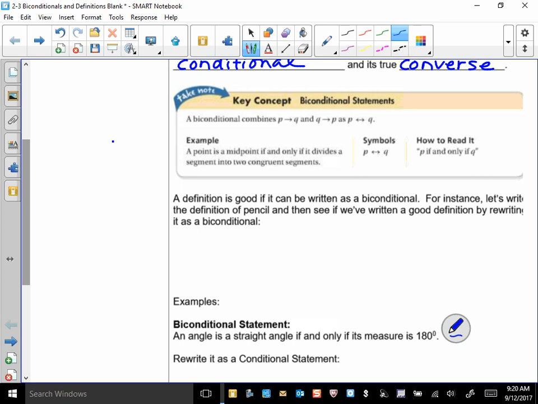So I copied this box right from the textbook, as I often do. It says a biconditional combines "if P then Q" and "if Q then P" as "P if and only if Q." So the way to read that is P if and only if Q. That's the little double-ended arrow. Sometimes you might also see it like this. That means if and only if, and sometimes if we're writing this instead of using symbology, we would write if and only if as IFF.